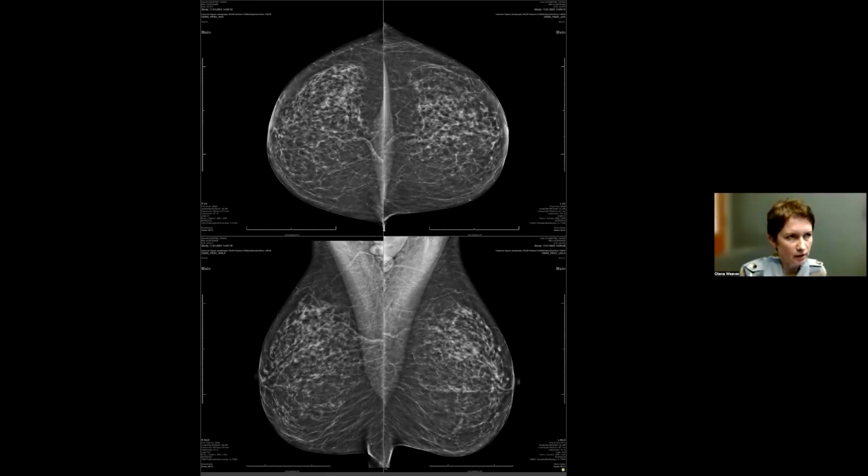Okay, so we will start with the first case. And the first case is just meant to give you some introduction, how the contrast enhanced mammography images can be viewed, how they work together, and how you can evaluate the background parenchymal enhancement.